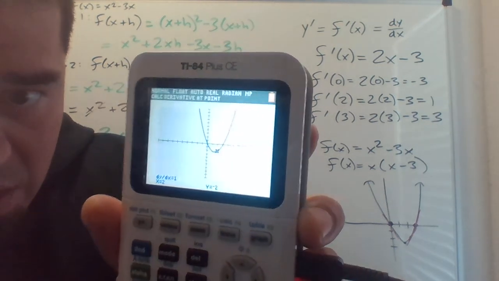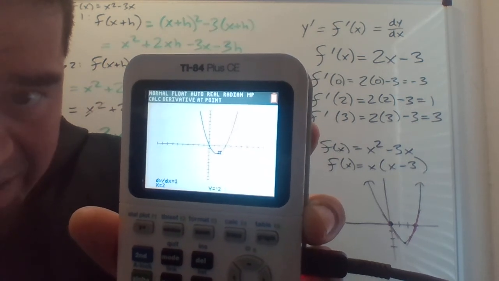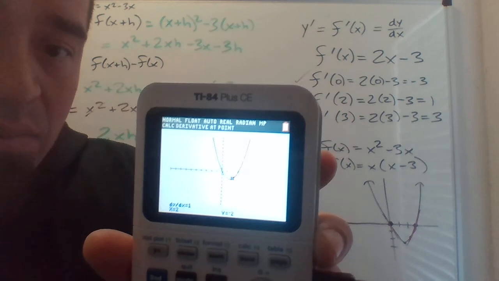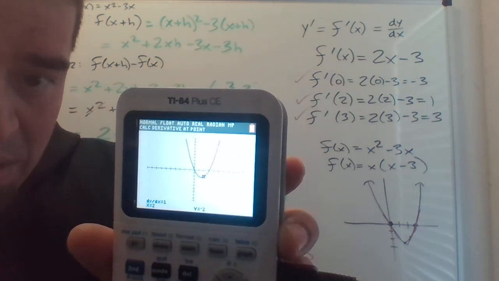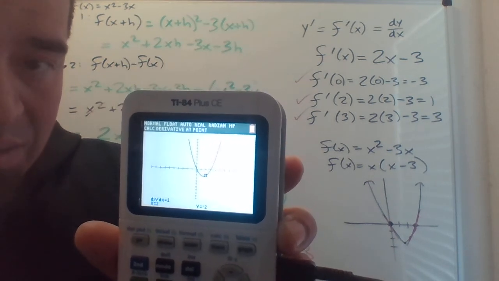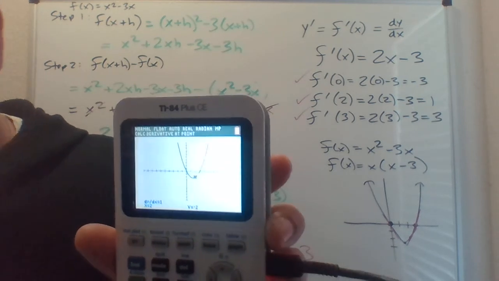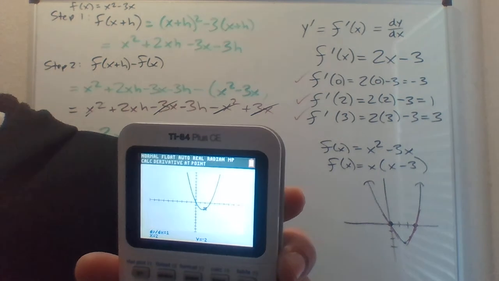And you'll notice right here on the very bottom, it tells you dy dx equals 1, which if you look at the board, is what we said earlier. Dy dx equals 1, or in other words, the slope at that point is 1. So you can play around with that. But here's one more thing you can do. You could also use the tangent function.